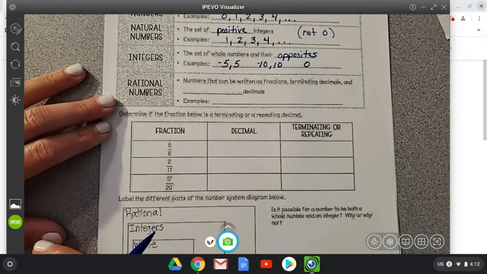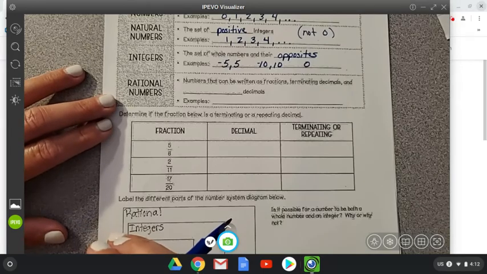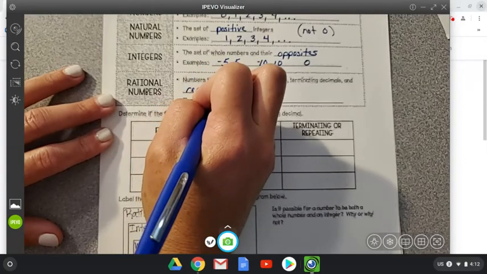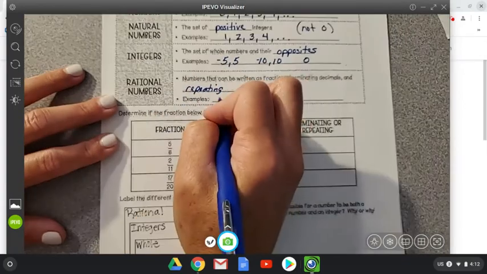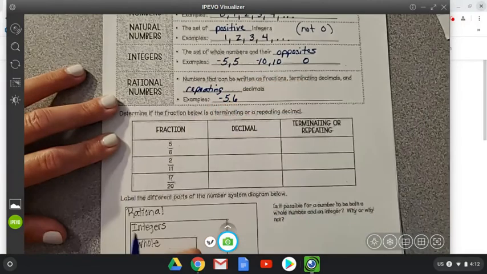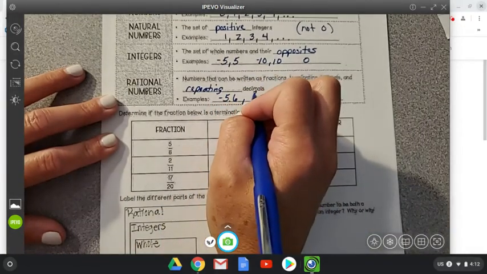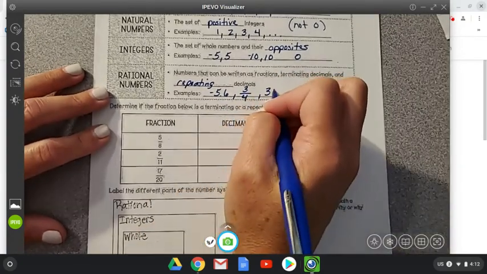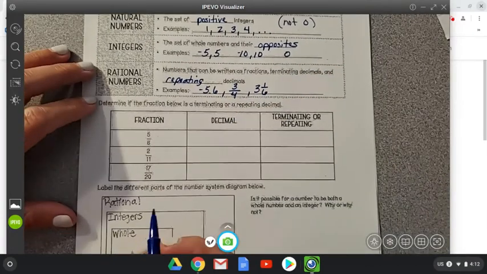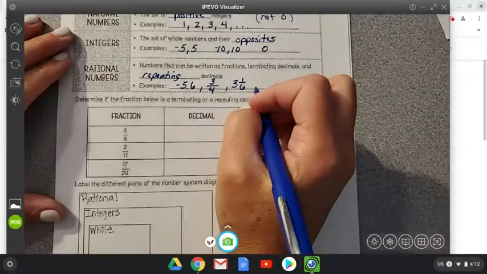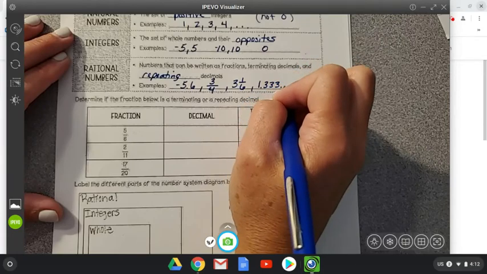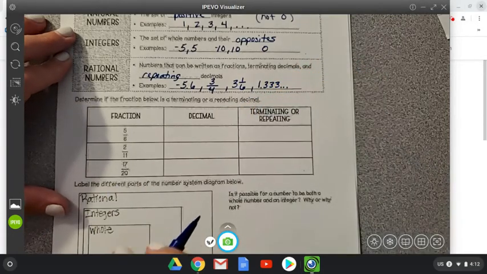All right, rational numbers are numbers that can be written as fractions, terminating decimals, and repeating decimals. Some examples of that would be -5.6 or a fraction 3/4 or the fraction 3 1/6, or a decimal that looks like 1.333 and goes on forever. And we'll talk about that a little bit more in a minute.